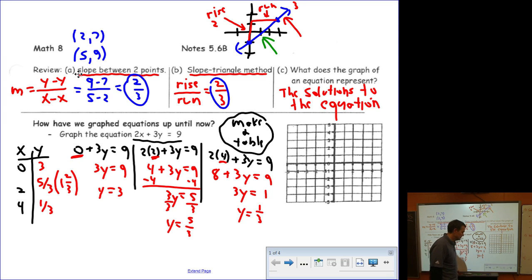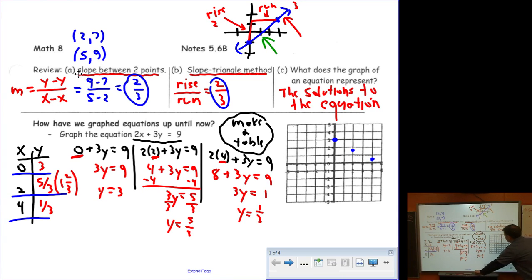So I can then take those points and graph my line. The first ordered pair, 0, 3, would be 0 to the right and up 3. The next ordered pair would be 2 to the right and up 1 2/3 of a block. And the last ordered pair, 4, 1/3, would be 4 to the right and up just 1/3 of a block. You can see those line up in a straight line. I can go ahead and connect them. And there's my line for that equation.